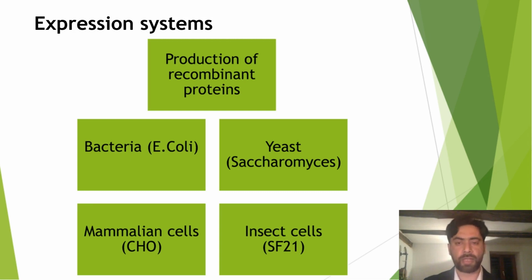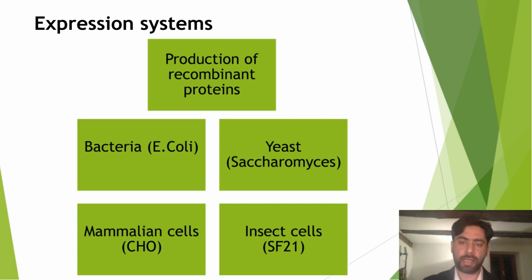So for example, bacteria, and I have given the example here of E. coli, which is one of the most common bacteria used for production of different kinds of materials. In a similar way, yeast can also be used, and in that case, we have Saccharomyces as one of the examples. Insect cells, such as SF21, can also be used, and my focus here will be on mammalian cells, and here the best example is CHO cells, the Chinese hamster ovary cell line.